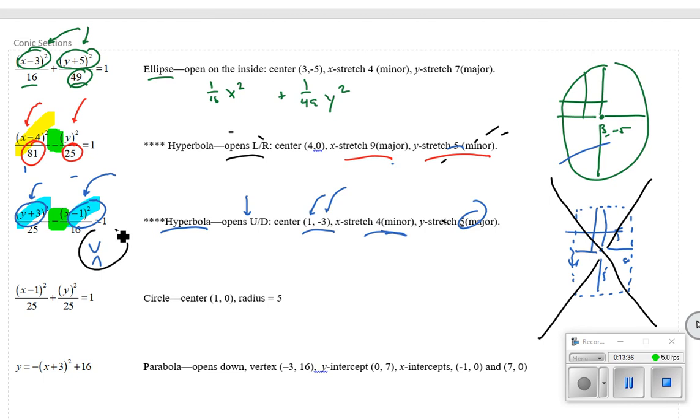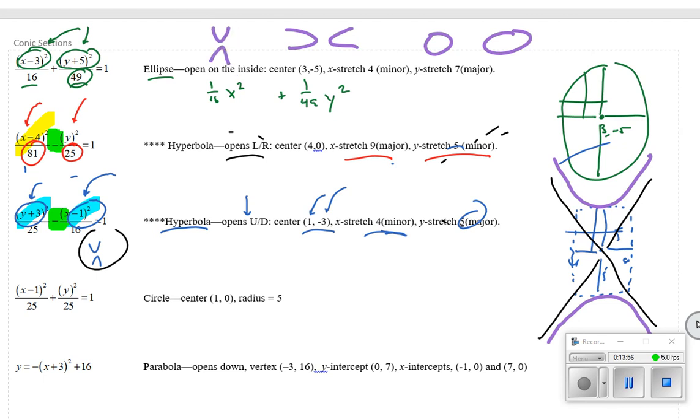This one opens up and down, so I can see that the shape is going to kind of mirror those lines that I've drawn over there. And that's what the hyperbola would look like. All right, so circle, ellipse, hyperbola, or hyperbola.